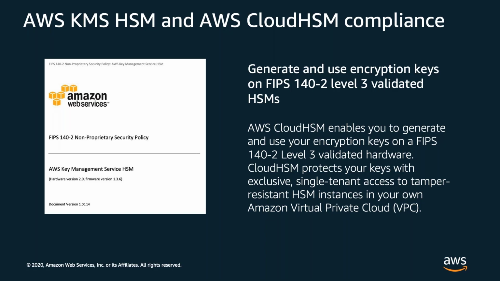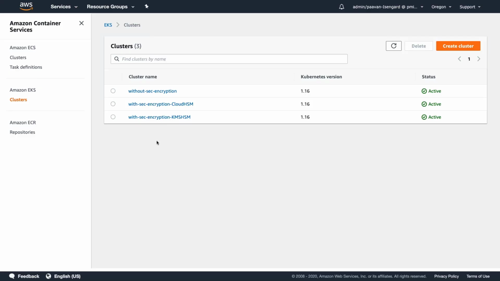All right, so let's take a look at these key origins within KMS in action on the console this time, and we'll also take a look at cluster creation YAMLs using eksctl and how you can create these clusters on the console. So here we are on the console of EKS, and we can see there are 3 clusters running Kubernetes version 1.16. One cluster is without secrets encryption enabled, and the other 2 are with secrets encryption with a different key origin.